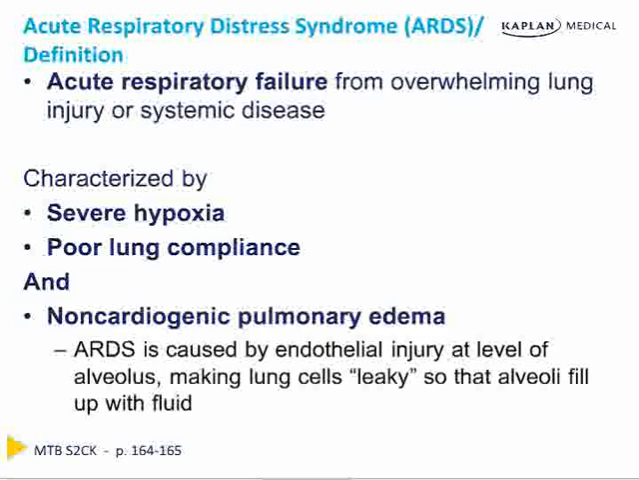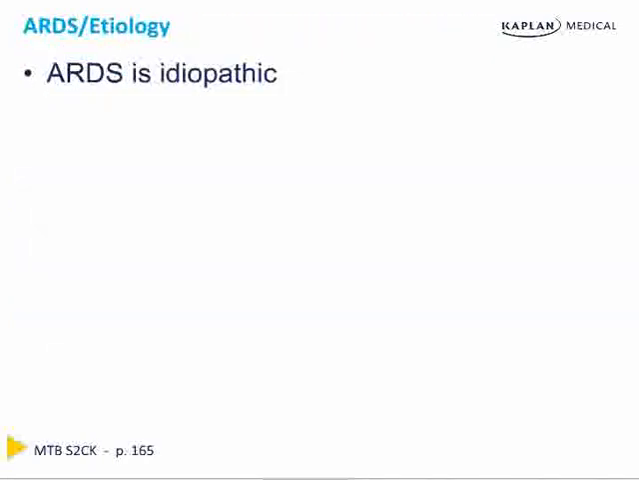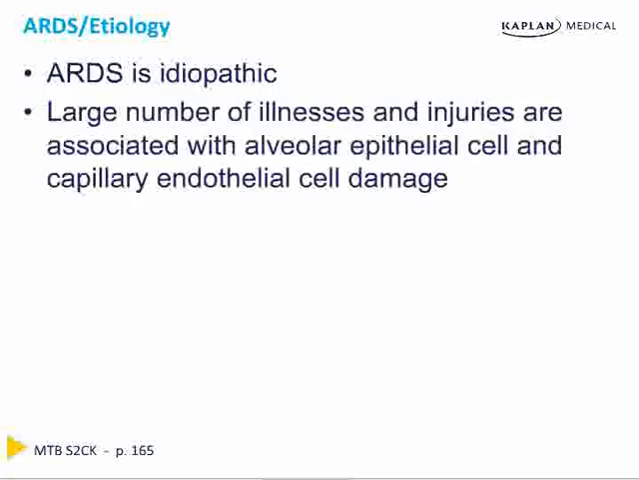ARDS is essentially caused by endothelial injury at the level of the alveolus. What's going on is that the cells become so leaky that the alveoli will fill up with fluid. Again, the key to defining ARDS is that this pulmonary edema is non-cardiogenic in nature. While our understanding of ARDS's pathophysiology has improved in recent years, it is still poorly defined. It's idiopathic in nature, and there are a large number of illnesses and injuries that are associated with this alveolar epithelial cell and capillary endothelial cell damage.